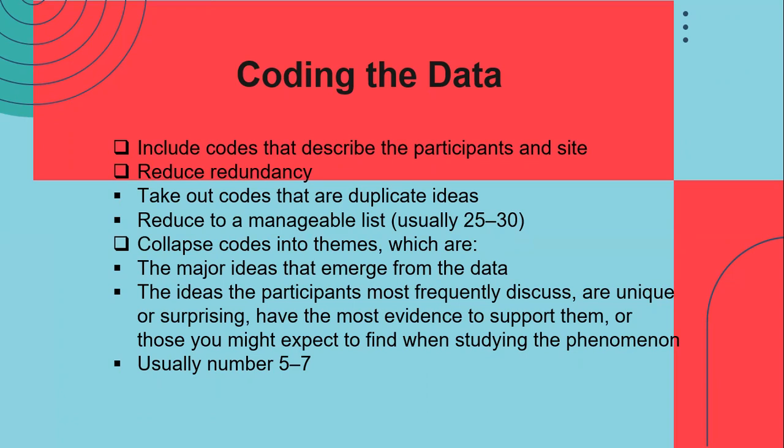which are the major ideas that emerge from the data. These are the ideas the participants most frequently discuss, that are unique or surprising, that have the most evidence to support them, or those you might expect to find when studying the phenomenon. And after that, break down usually into 5 to 7 themes.